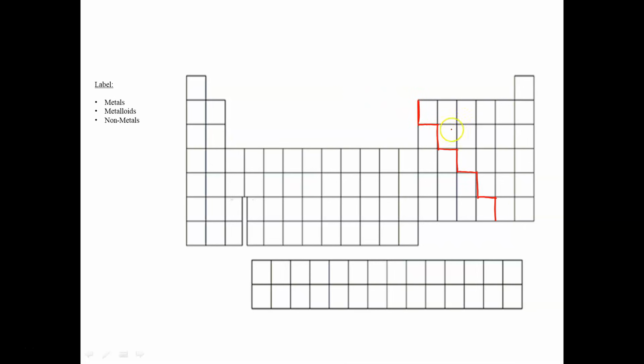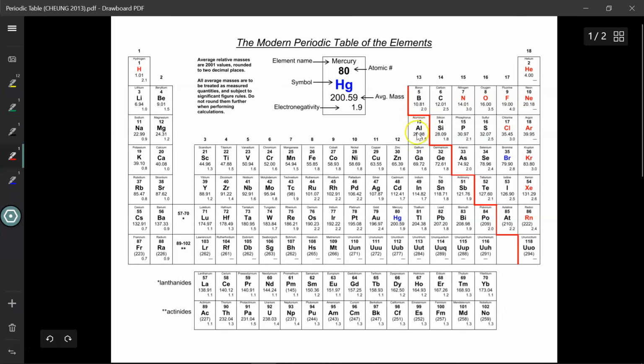If we draw a staircase on the periodic table, elements that touch one full side of the staircase are called metalloids. Now, they must touch one full side of the staircase. Corners don't count. Alright, so only the sides. The exception, of course, is this guy over here, which is aluminum. And of course, aluminum we know is a metal, not a metalloid.